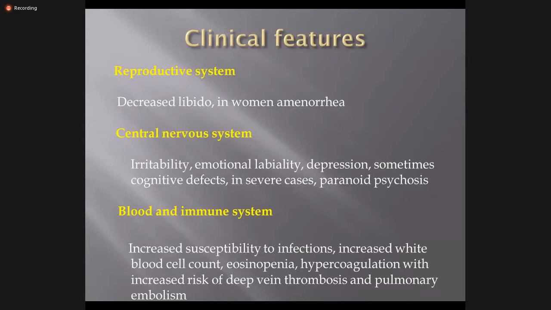And in the blood and immune system, there is increased susceptibility to infection, increased WBC, eosinophils, and hypercoagulability with increased risk of DVT and pulmonary embolism. So these are the effects on the blood and immune system.